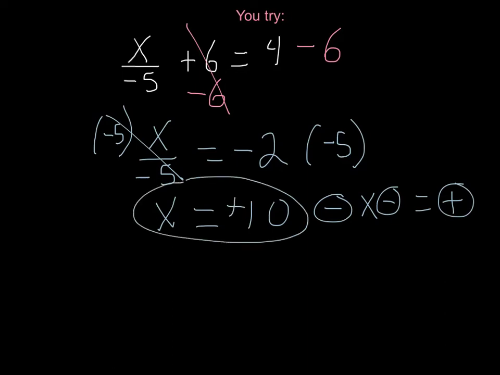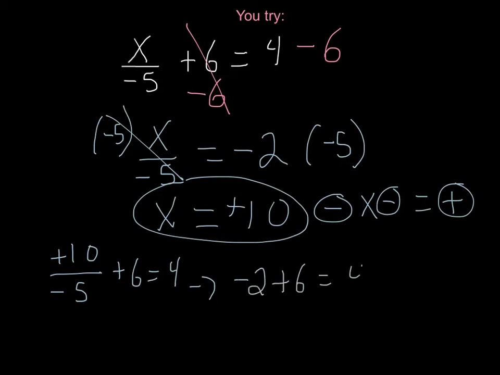So if we were to check our work, we'd have positive 10 divided by negative 5 plus 6 equals 4. Positive 10 divided by negative 5 gives us negative 2, plus 6 equals 4. Negative 2 plus 6 gives us 4. 4 equals 4. We've got ourselves our answer.